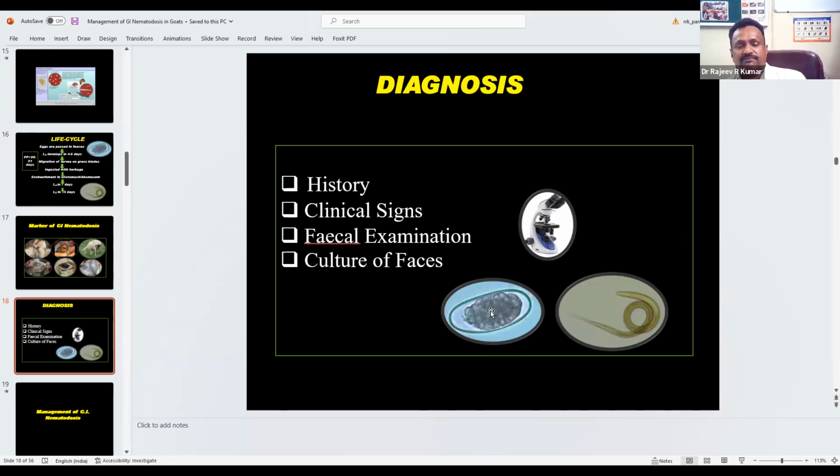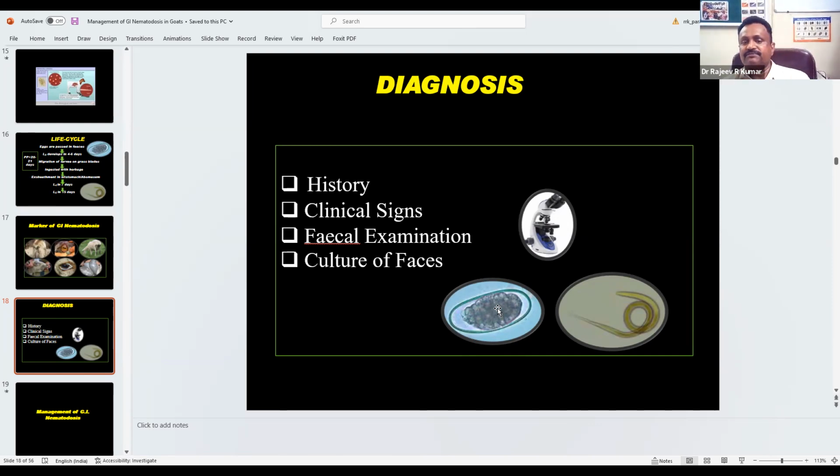This is the egg of strongyle. This type of egg is frequently discharged through feces by infected animals, and anybody can identify it. It is oval in shape, and inside the egg cell there is a multi-cell stage. This is the character of strongyle. It is a common morphology of various kinds of gastrointestinal nematodes.